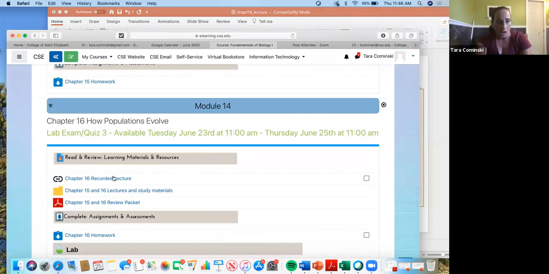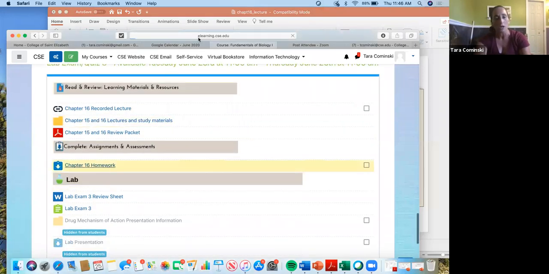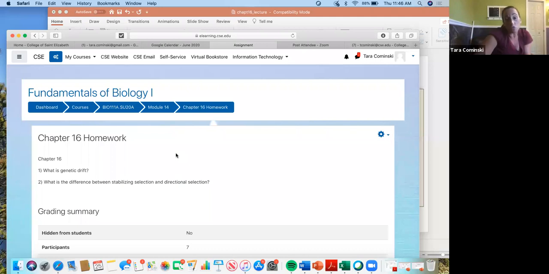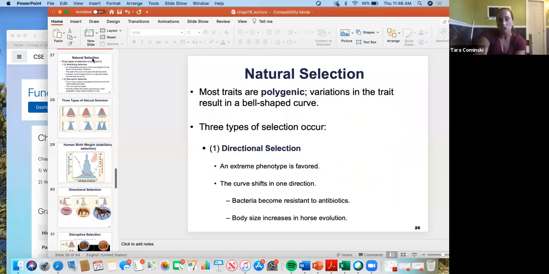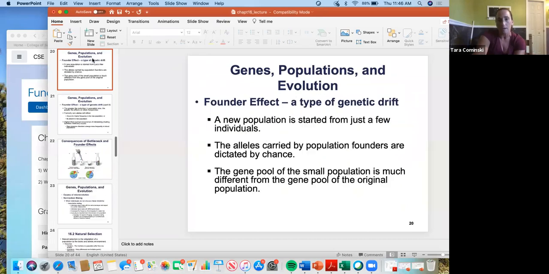All right, let me just look at the chapter 16 homework, and that's pretty much it. So genetic drift, and then it says, what's the difference between stabilizing and directional? I just went over that, okay? So if we just look up genetic drift here, just to review that, we can.